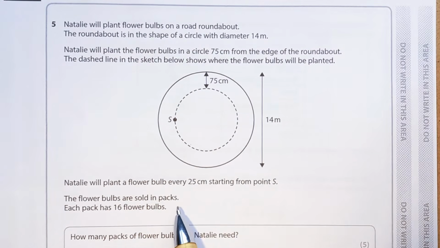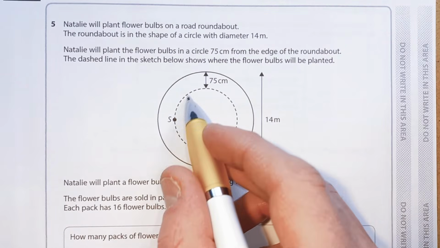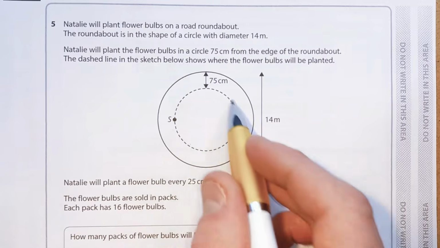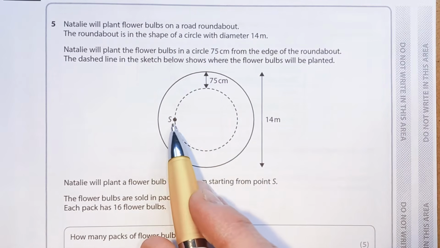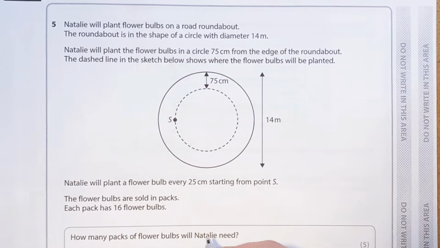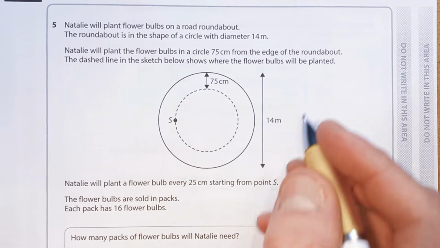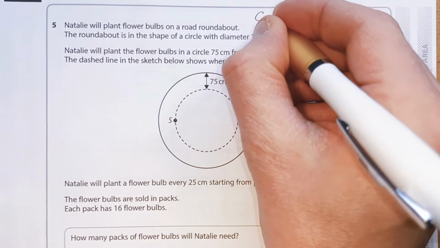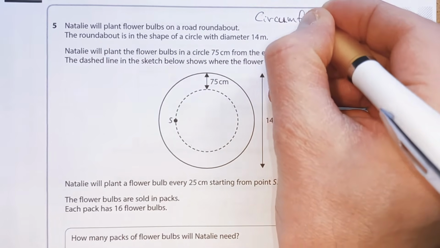The flower bulbs are sold in packs. Each pack has 16 flower bulbs. How many packs of flower bulbs will Natalie need? So the first thing we need to work out is how big is this circle? Not the outside circle, but the dotted circle, which is the one that we're planting the flowers on. So we've got to think about, if we want the circumference of a circle, this will tell us what we're going to need. Circumference.